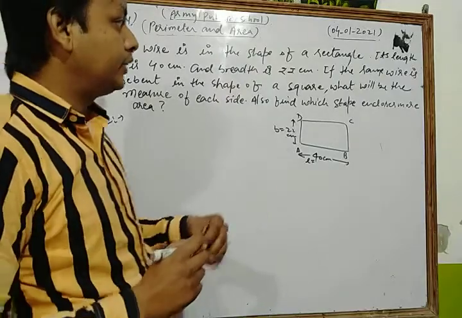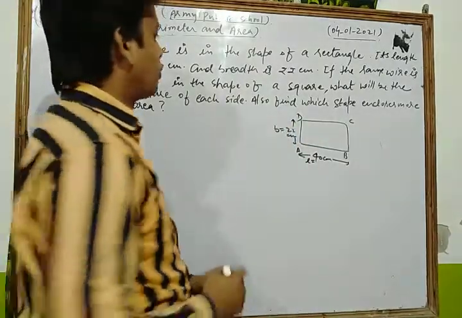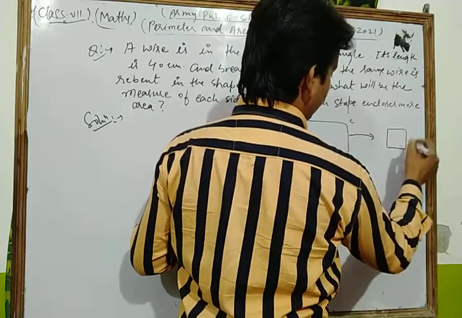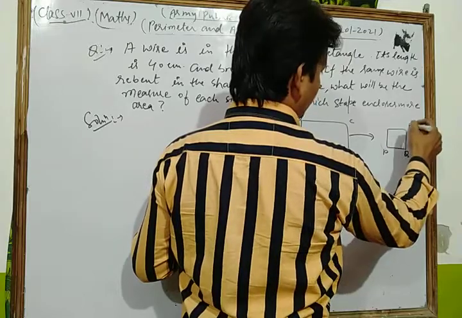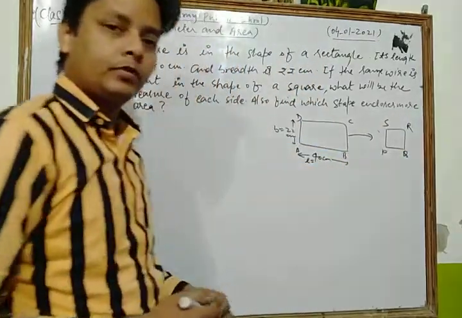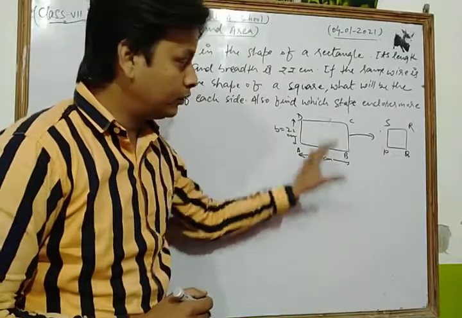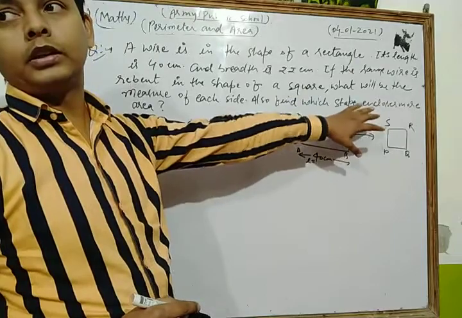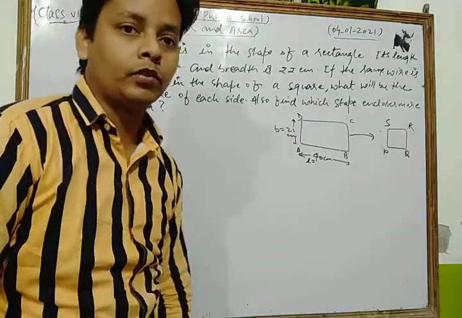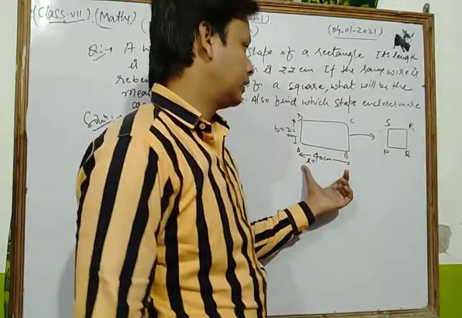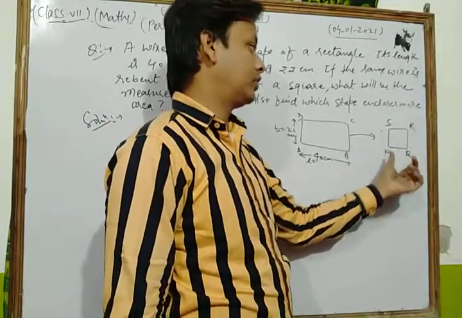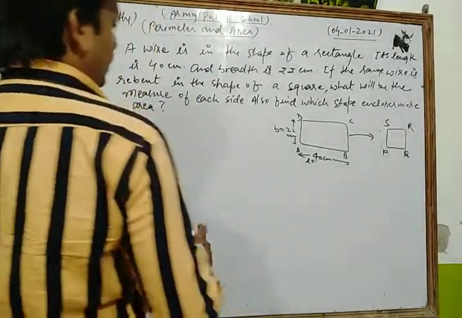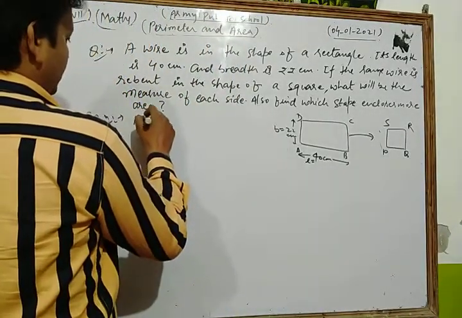Now after that, if the same wire is rebent in the shape of the square, suppose that PQRS is the shape of the new wire. Dear students, when one shape of solid is converted into another shape of solid, their perimeter will be the same. So here the perimeter of the rectangular shape of wire is the same as the perimeter of the square shape of wire.